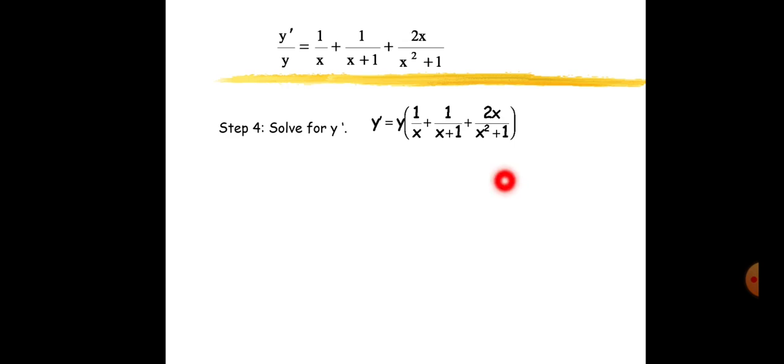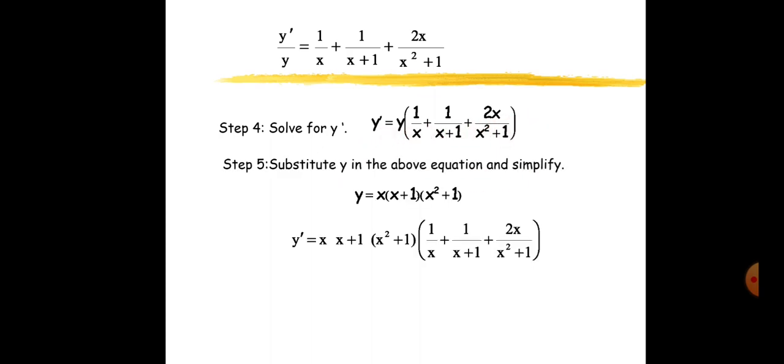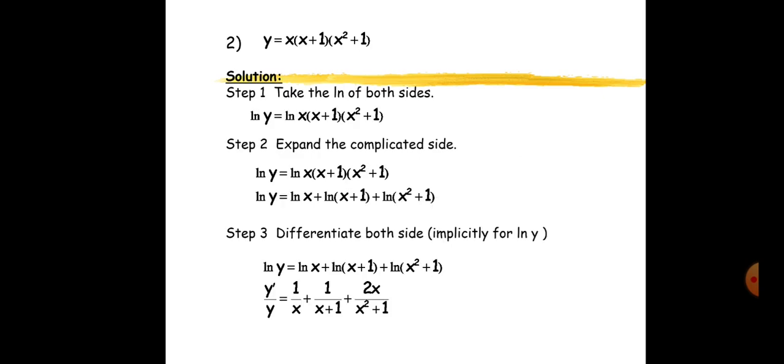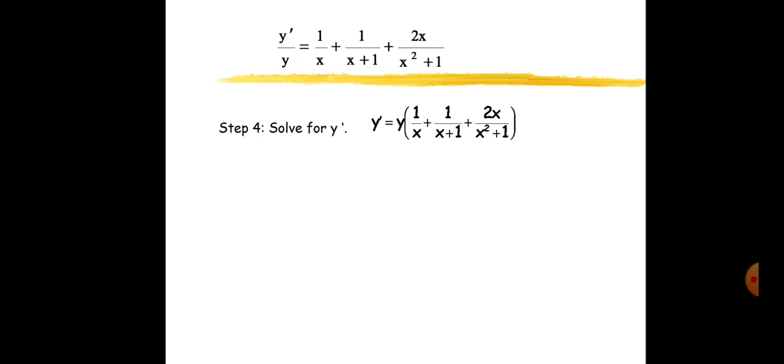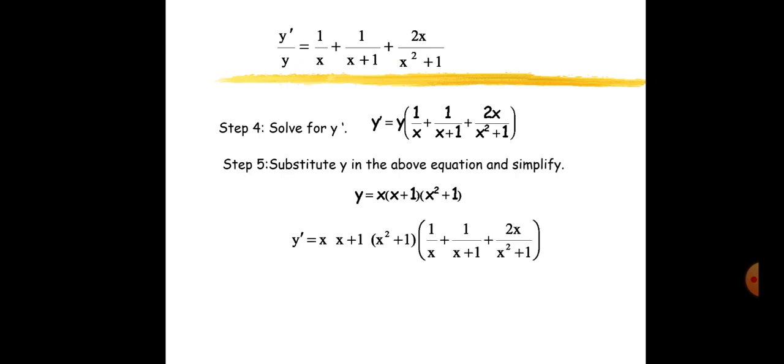And now, so we have y prime. You can delete this y by multiplying both sides by y. So we have y prime equals y times this bracket. And you can substitute this y by the function itself, the given function x times x plus 1 times x squared plus 1. This is y. So we have y prime equals this format.